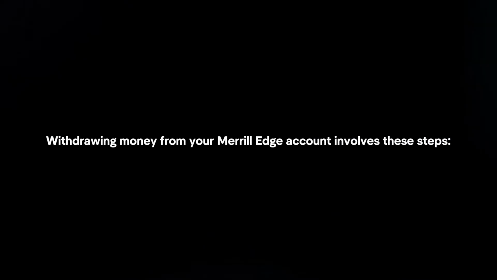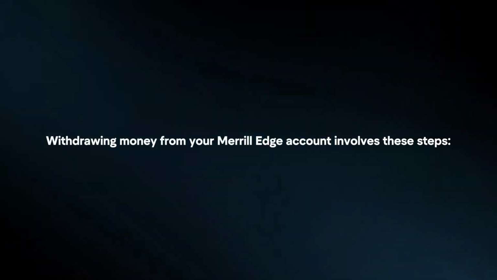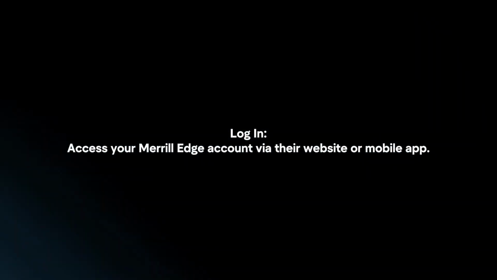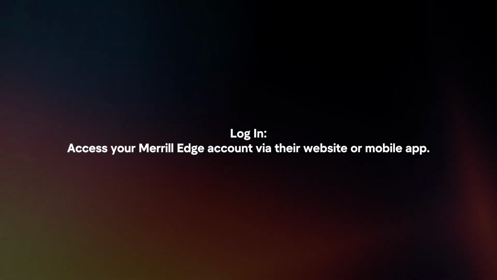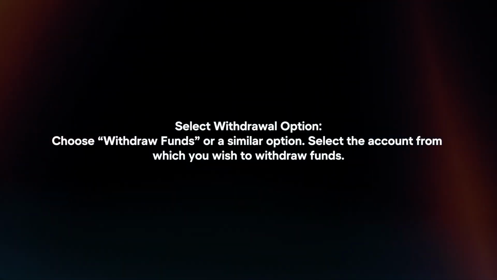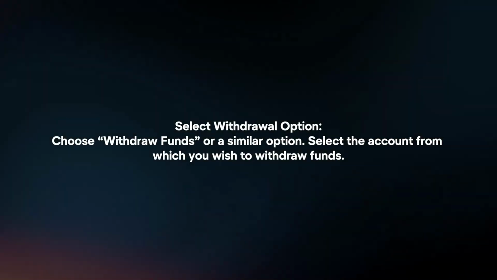Withdrawing money from your Merrill Edge account involves these steps. Log in. Access your Merrill Edge account via their website or mobile app. Access transfers. Navigate to the Accounts tab. Click on Transfers or Transfer Funds. Select Withdrawal option. Choose Withdraw Funds or a similar option.